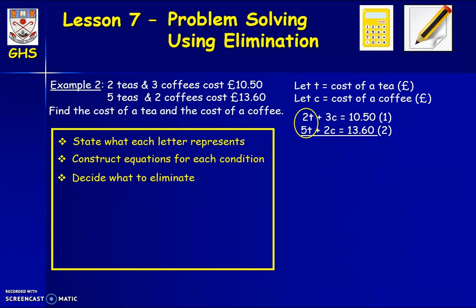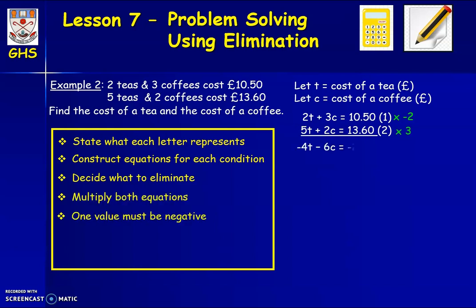We need to decide which term to eliminate. If we want to eliminate the T's, then we need to multiply by 2 and 5. But if we want to eliminate the C terms, we need to multiply by 2 and 3, which is slightly easier, so we'll go for that. Remember, one of the values needs to be negative so that we get our opposite signs. So equation 1 will become -4T subtract 6C equals -21, and equation 2 will become 15T add 6C equals 40.80.